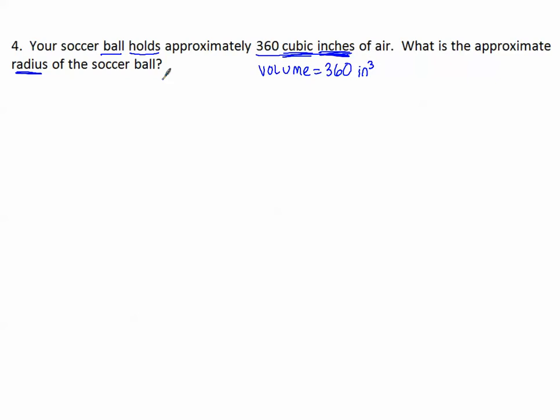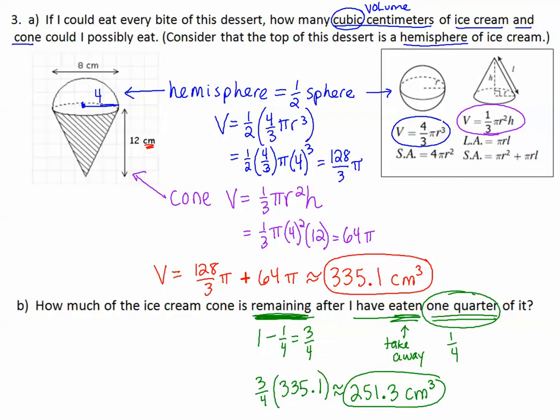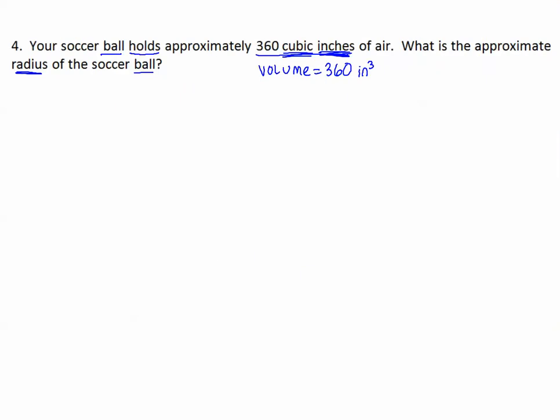So we know the ball is a sphere, so we can go back to our formula sheet, like what we picked from here, and use the volume of a sphere. Volume equals 4/3 pi r cubed. Let's write that down. Volume equals 4/3 pi r cubed. Now this time we're not looking for the volume, we're given the volume. Volume equals 360. So in place of the volume, we're going to put 360.